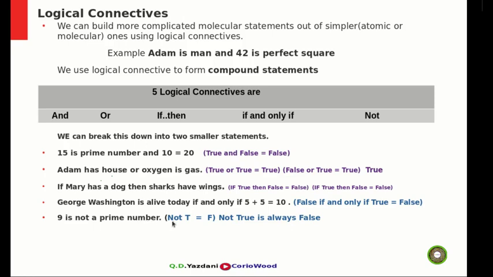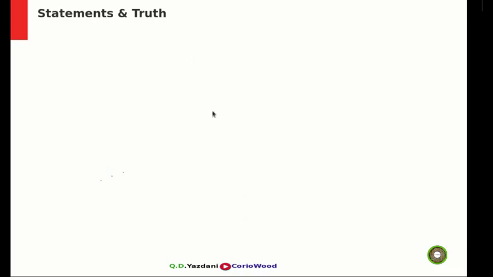9 is not a prime number. So this is not true, because 9 is a prime number. Not true is equal to false. Just keep in mind, because we are using a not, 9 is not a prime number, because 9 is a prime number. We are using not here. Not true is equal to false. Not true is always false.